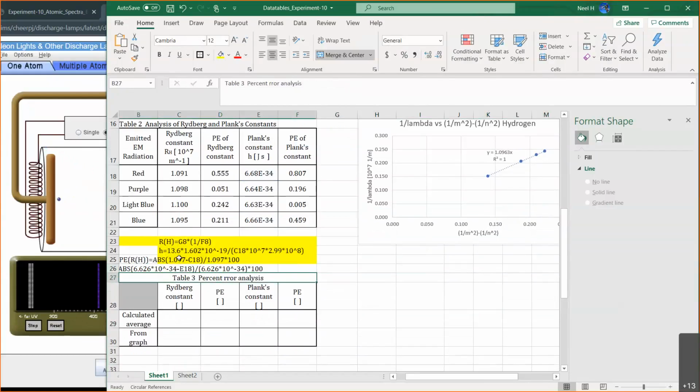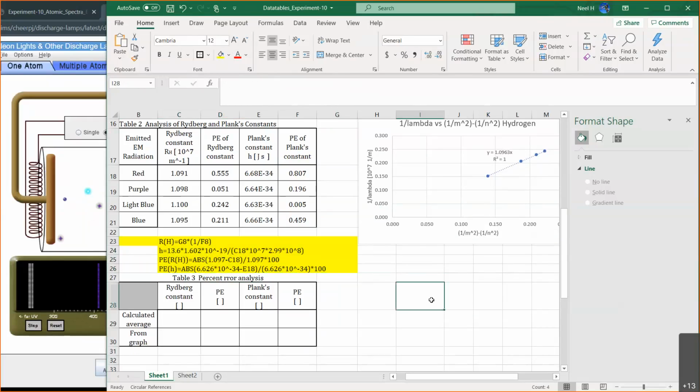All right, any question? Those are all the functions you may need when you do table number 2. Question.